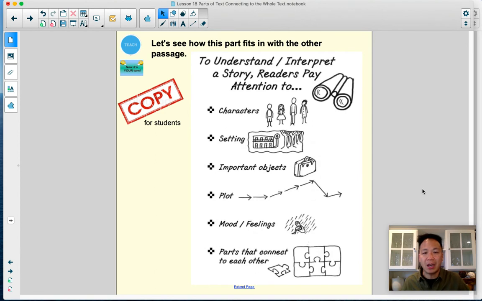So when you are looking at books, pay attention to these things. Pay attention to the characters and the setting and the important objects or the things that might be repeated. Think about the events that occur. And of course, in this particular case, think about the mood or the feelings of that section, whether they're happy or they're sad, and if they stick out. And then we can decide if these parts connect to each other and they stick together in some way to help us make meaning of the book.